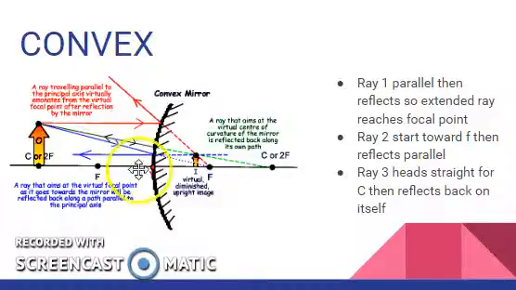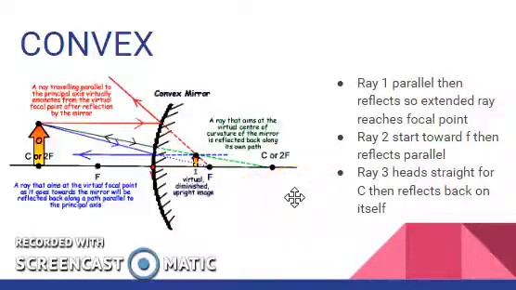Convex, also known as diverging. They diverge parallel light rays away from the mirror, and light rays seem to focus behind the mirror. This only produces virtual images and has a negative focal point, such that there are focal points on both sides and also a center of curvature on both sides.